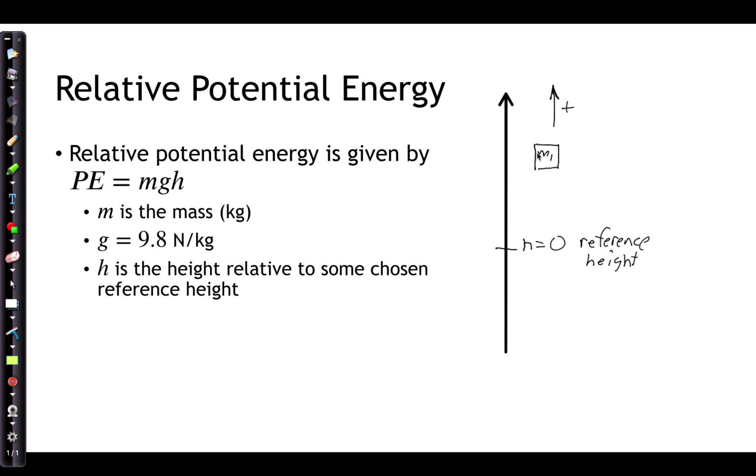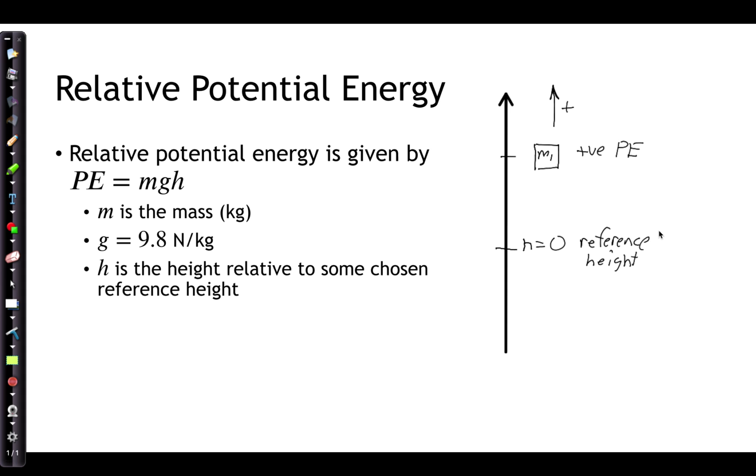So if you have this object here, it's above the h equals 0 line, so that means that it has positive potential energy, right? Because it's above. And the h is positive, right? So this might be like 2 meters or 3 meters or something, but it's a positive number.